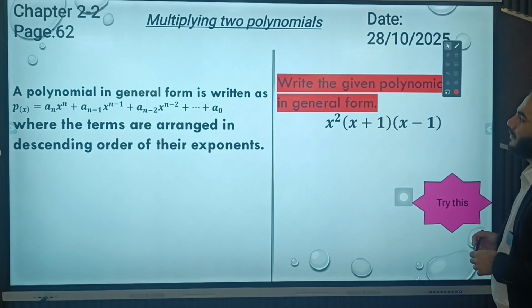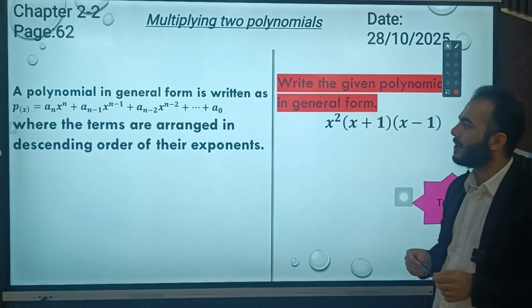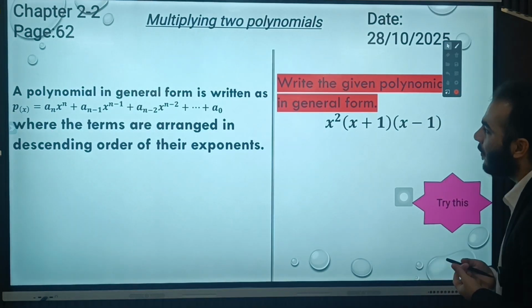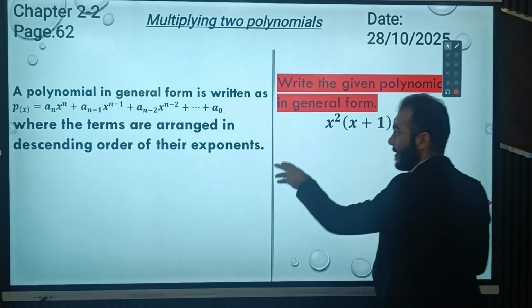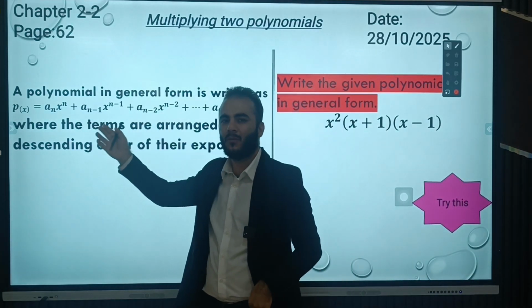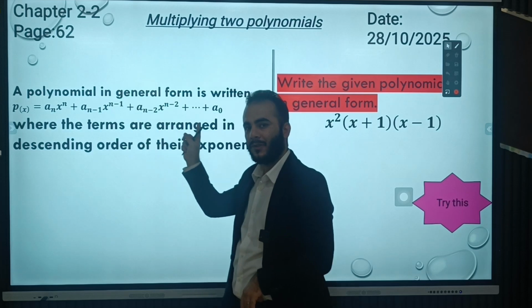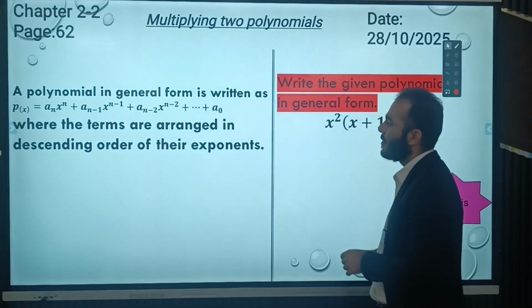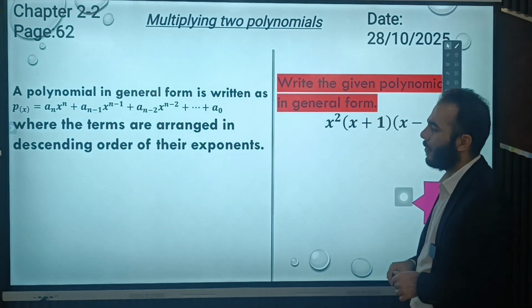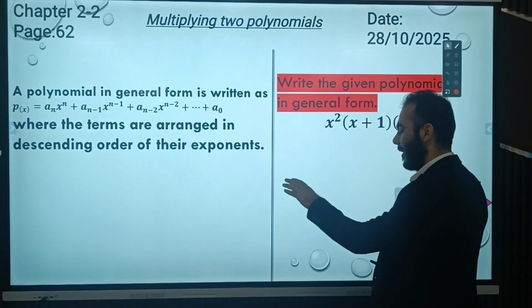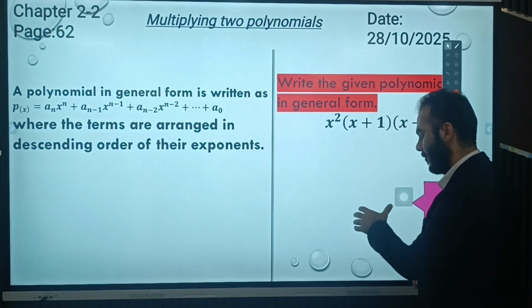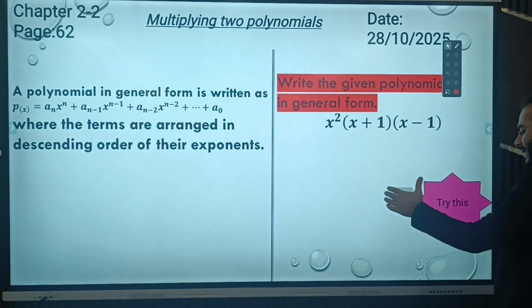Then what do we have? Okay, multiplying 2 polynomials. So a polynomial in general form is written as that. So simply this is like what we already mentioned, from the highest exponent to the lowest exponent, where the terms are arranged in descending order of their exponent. Descending means from highest to lowest, it's decreasing.